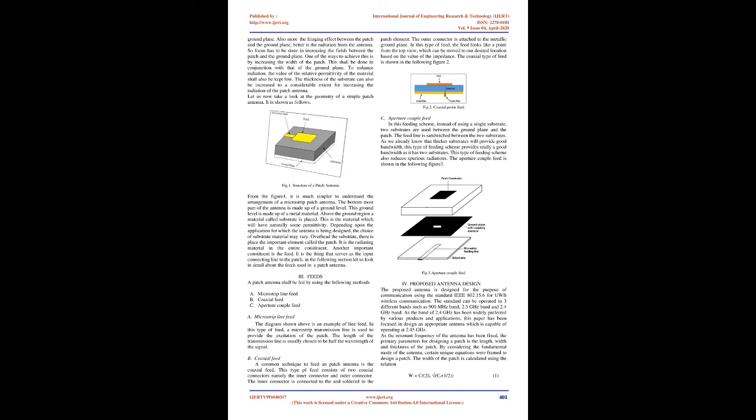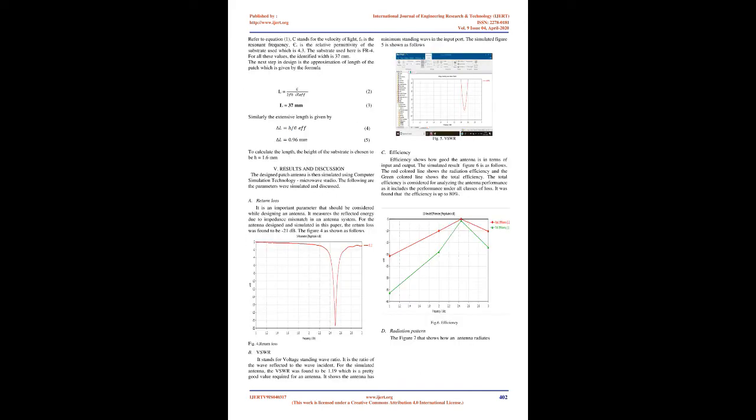Let us now take a look at the geometry of a simple patch antenna. It is shown as follows. From figure 1, it is much simpler to understand the arrangement of a microstrip patch antenna. The bottommost part of the antenna is made up of a ground level. This ground level is made of a metal material. Above the ground region, a material called substrate is placed.